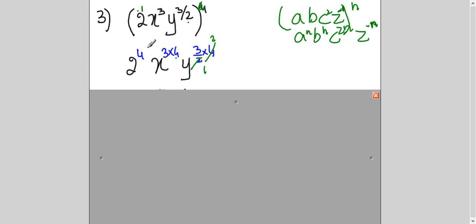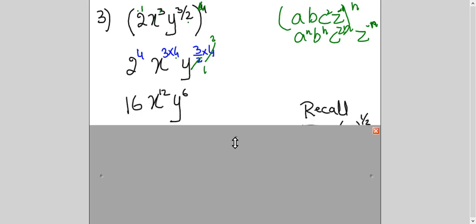So 1 fours are 4. And usually students forget to apply the power on the number. They just apply it on the letters, but forget to apply it on the number. So be careful about it. X power 3, so 3 fours are 12. And 3 upon 2 multiplied by 4, and of course, you will cancel it. 2 ones are 2, 2 twos are 4, 3 twos are 6. So y will have power 6. 2 power 4 is 16. And 3 fours are 12.